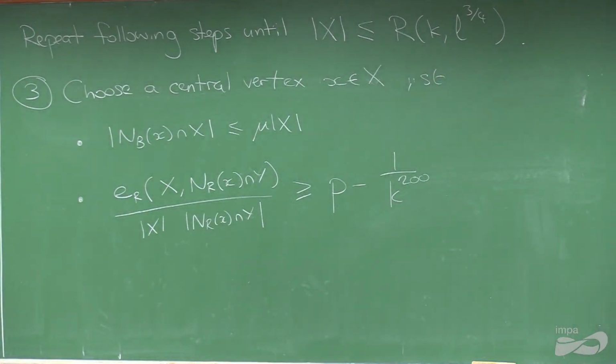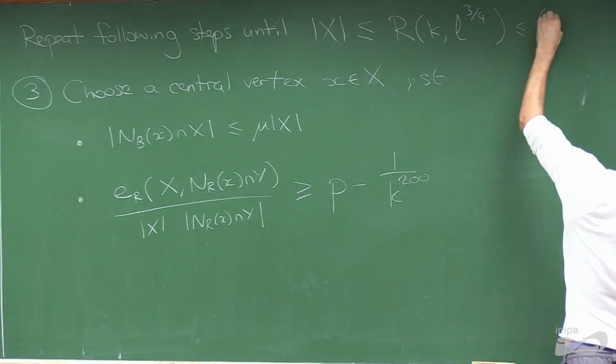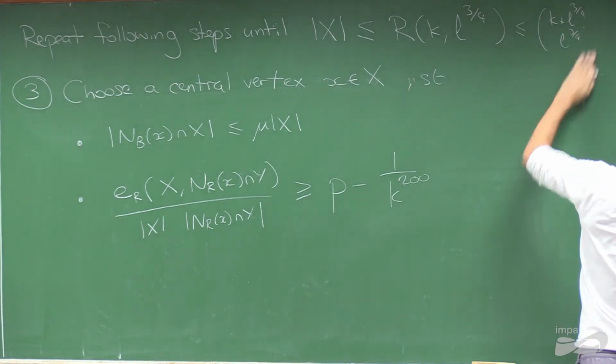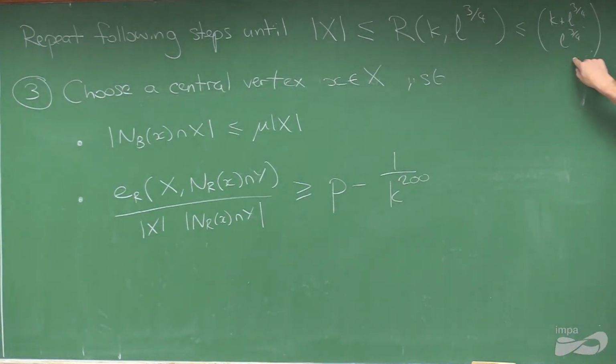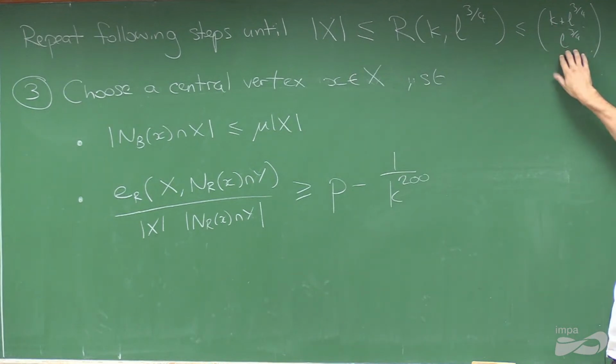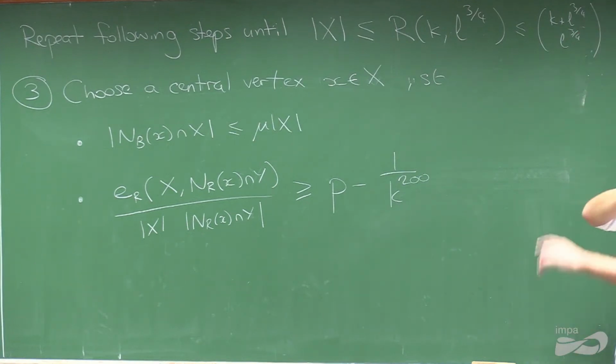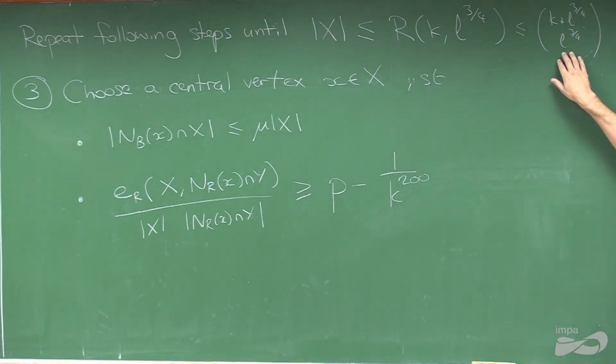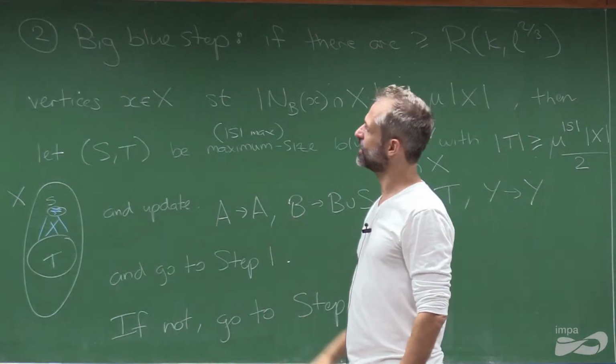If we remember our Ramsey-type bounds, this bound is at most k plus L to the 3/4 choose L to the 3/4, and that one is the same thing but with 2/3. So this is like k to the power L to the 3/4, and that's like k to the power L to the 2/3. They're nowhere near each other, even when L goes to infinity slowly. So we win by some large polynomial factor, even if L is just like 10 to the 10 and k tends to infinity.